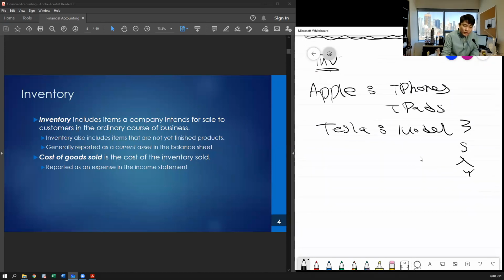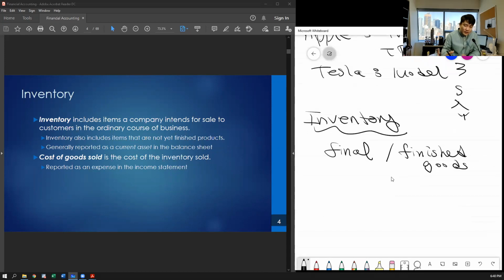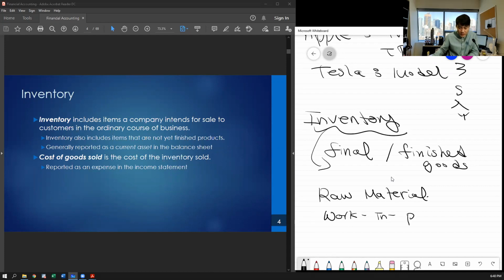What you may not understand is that for inventory, we are not just simply talking about the final, or finished goods. If you look closely, within the inventory there's raw material, there's work in process, that's reported under inventory, and there's finished goods.